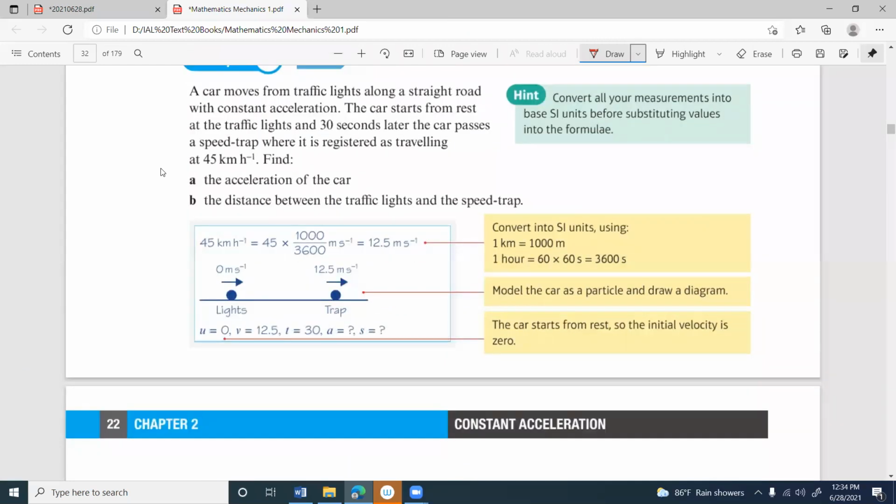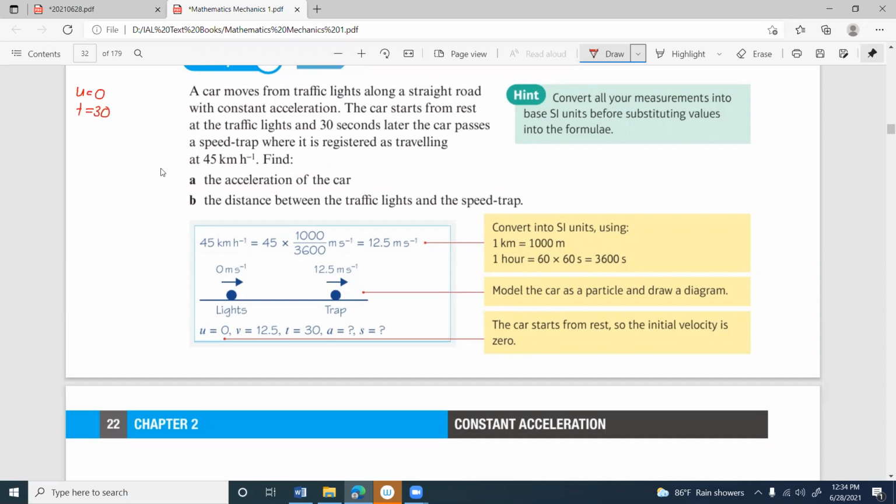Then when you come to this question: a car moving from a traffic light along a straight road with a constant acceleration. The car starts from rest. That means u equals 0, initial velocity is 0. Good. Thirty seconds later, time is 30 seconds.